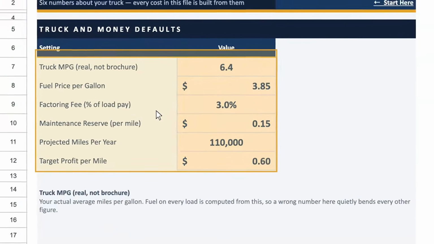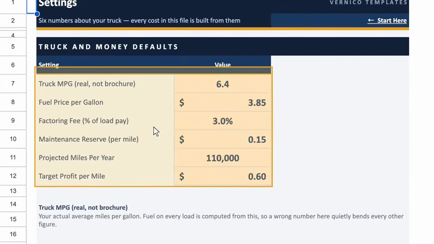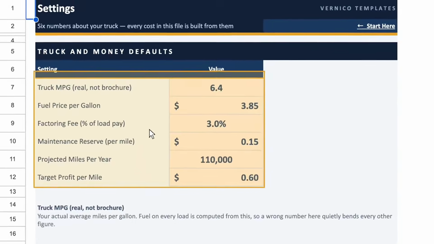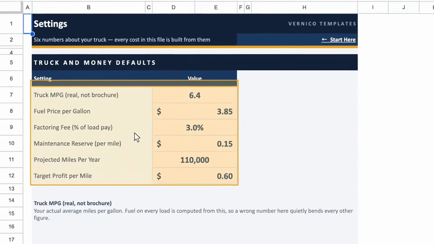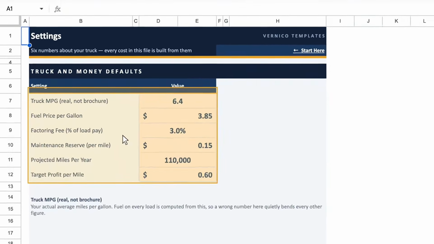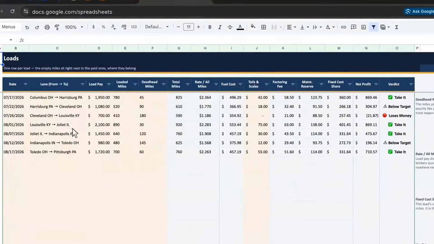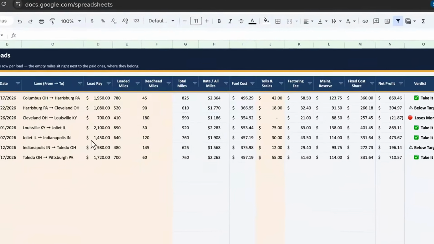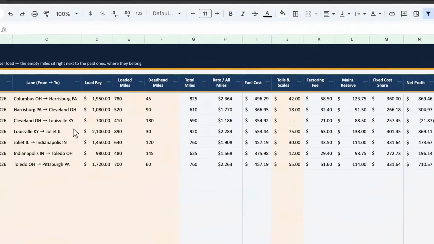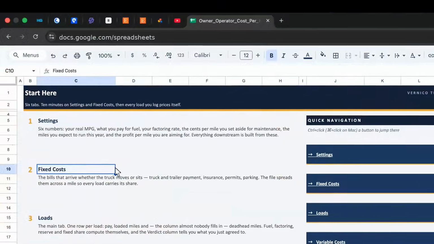Making it yours takes about 10 minutes. 6 numbers on the Settings tab, and your fixed bills straight off your bank statement. After that, a load takes under a minute to log, and it is 6 things you already know before you accept it. The file keeps the whole year in one place. So when you sit down with your accountant, you are not sorting a shoebox of fuel receipts. You are opening one tab.